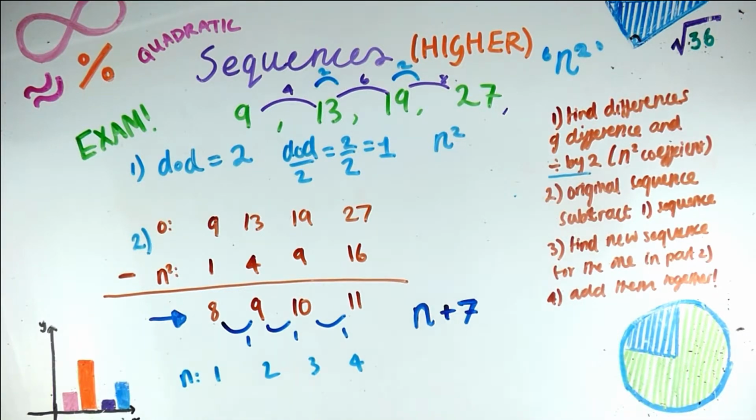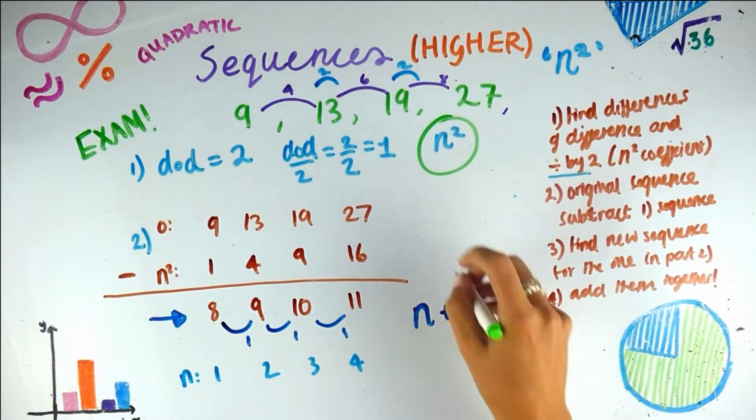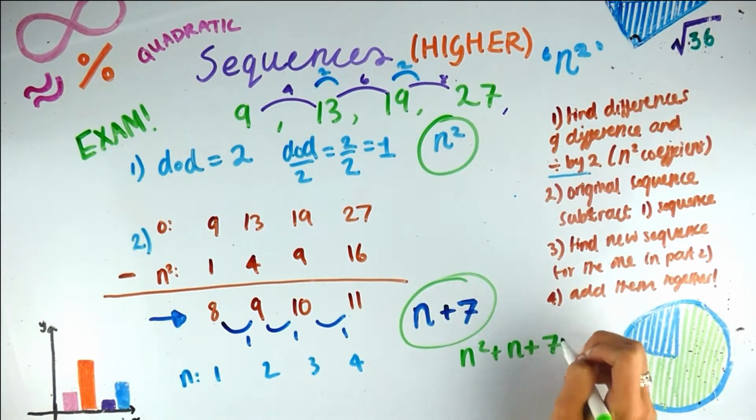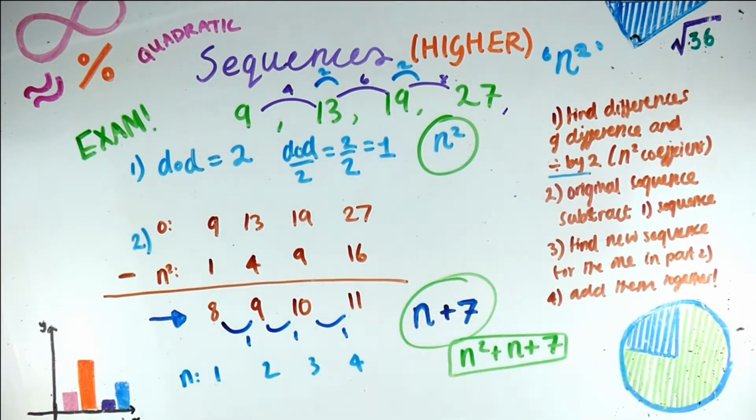Part 4, add them together. So we take this, and we take this, and we add them together: n squared plus n plus 7, and that is our final answer. So I'm just going to run through the steps again before we move on to another example.